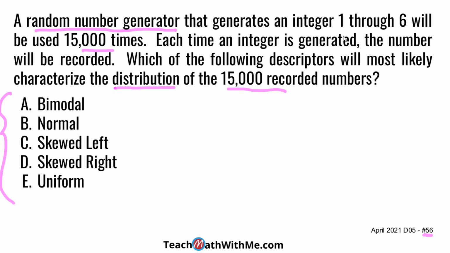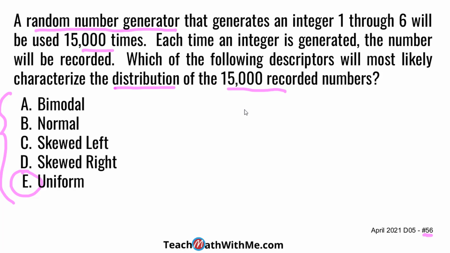So what's important to note is knowing about a random number generator, each of those 1 through 6 options has an equal probability of being generated. And that's what uniform means. It is a uniform probability that they're equally probable of coming out as one of the options in the generator. So that's going to make E our choice. It is a uniform distribution. But let's make sure we understand the other options.